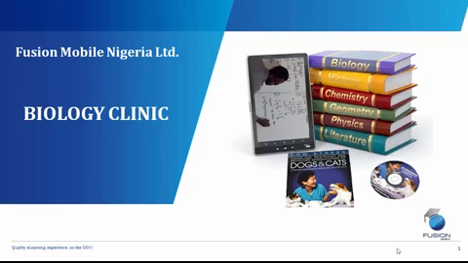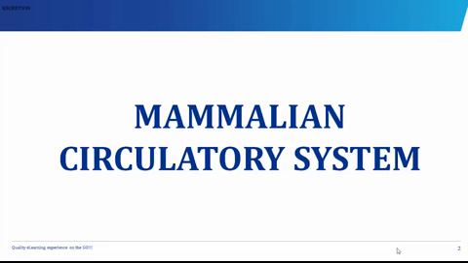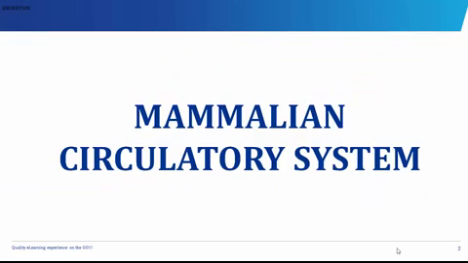You're welcome to Fusion Mobile Biology Clinic, and today we'll be discussing the circulatory system. By circulatory system we mean the blood, the pump that pumps the blood around, the pipes that carry the blood around when the pump does the pumping, and all the structures that are involved. Those organs and structures and vessels are what will come together to make the circulatory system, which we're going to be discussing today. Alright, so first, that's the title, mammalian circulatory system.